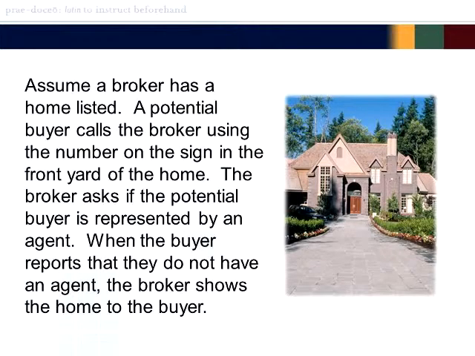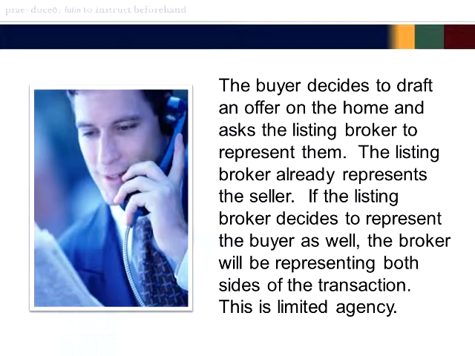Assume a broker has a home listed. A potential buyer calls a broker using the number on the sign in the front yard of the home. The broker asks if the potential buyer is represented by an agent. When the buyer reports that they do not have an agent, the broker shows the home to the buyer. The buyer decides to draft an offer on the home and asks the listing broker to represent them.